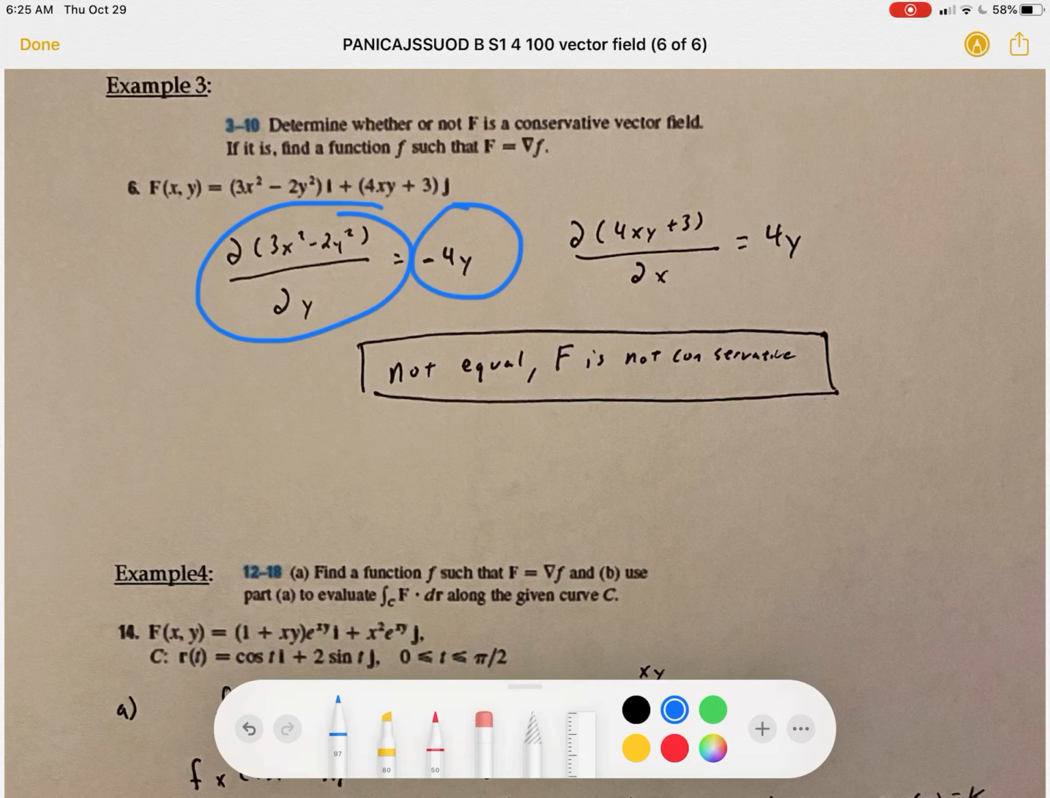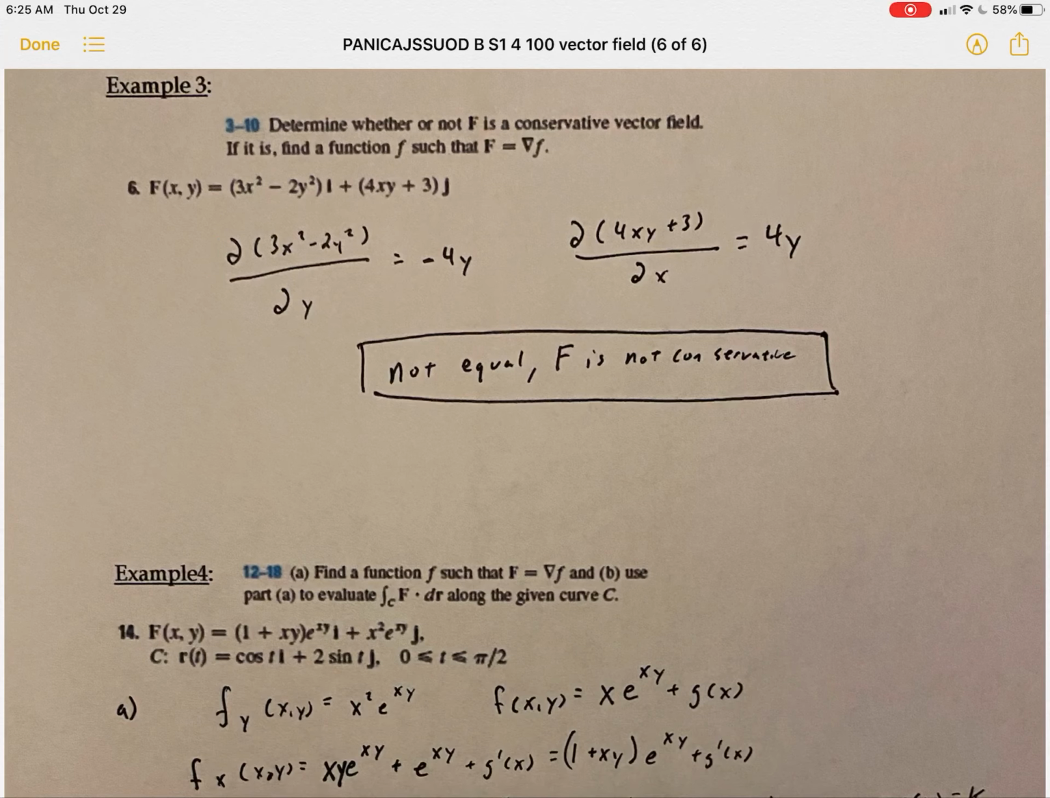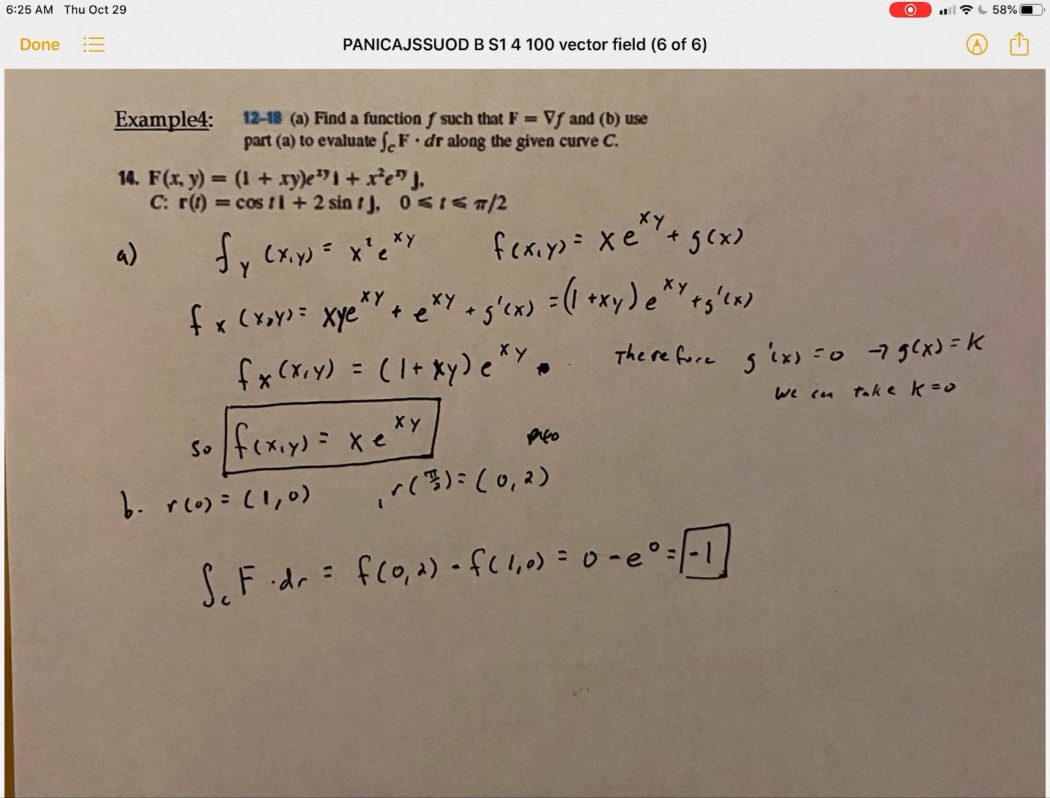And then we're going to take the partial of our Q with respect to x, and we're going to get positive 4y. They're not equal. F is not a conservative vector field. We're done. All right, that's it for that one. We like it when that happens because we don't have to do as much.